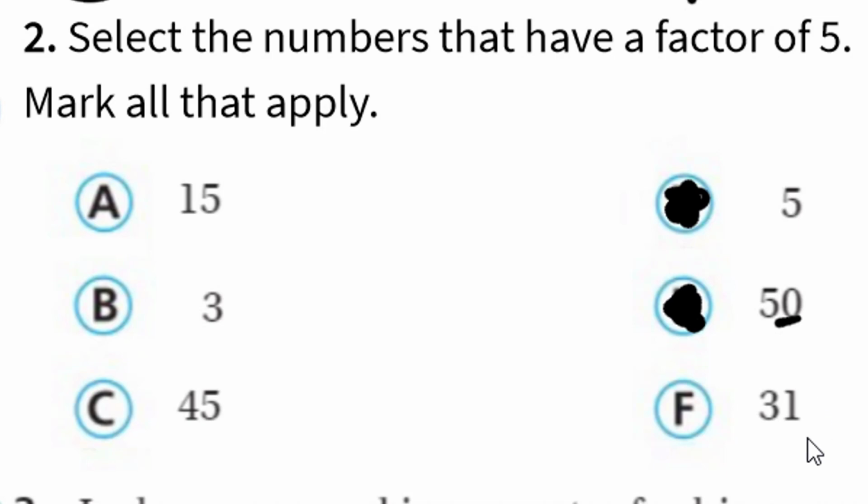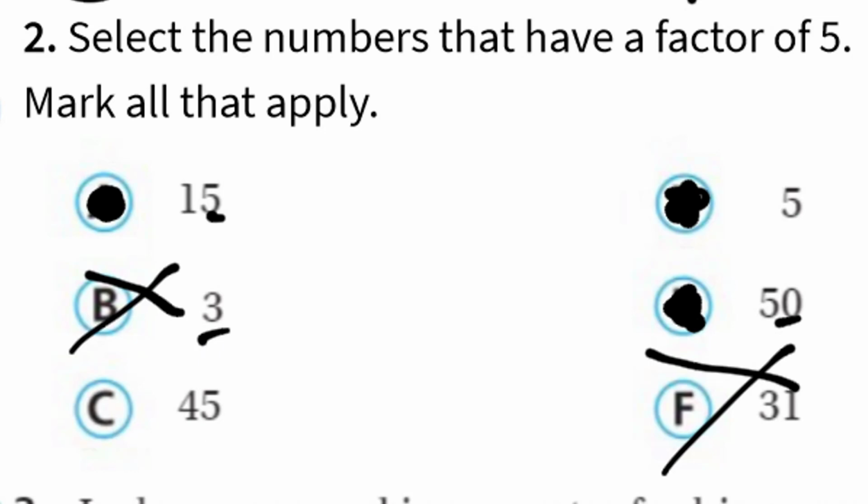Woohoo! Now 31 does not end in 0 or 5, so no. Sorry, F. So with no F, we move on to A, 15. Well, yeah, it ends in 5. And 3 times 5 is 15, so A, you are awesome.